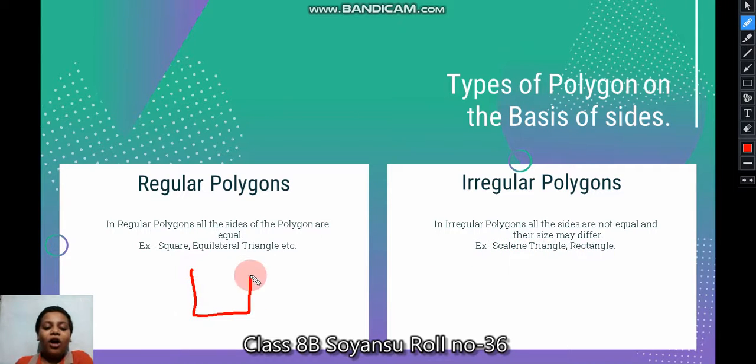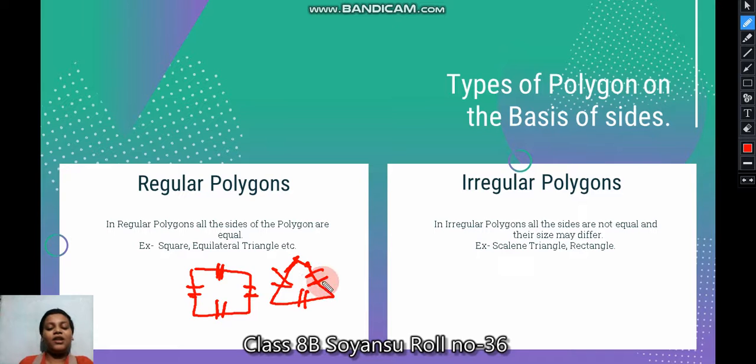In a square, all the sides are equal. The 2 lines that I add are used to represent equal sides. In an equilateral triangle also, all the sides are equal. In a regular polygon, all the sides are equal, but a scalene triangle can be like this or anything. It doesn't have equal sides.